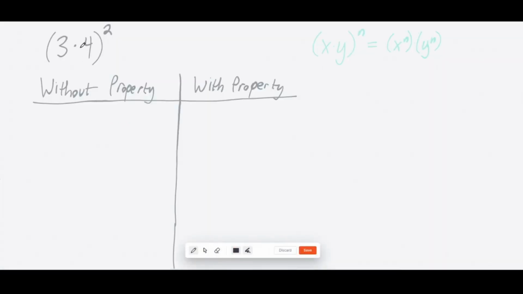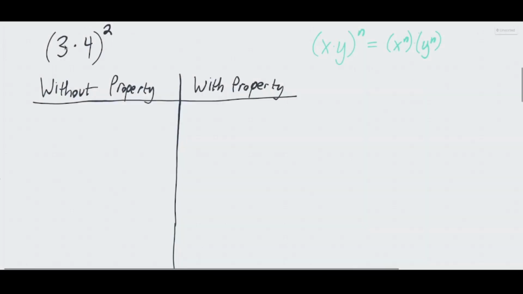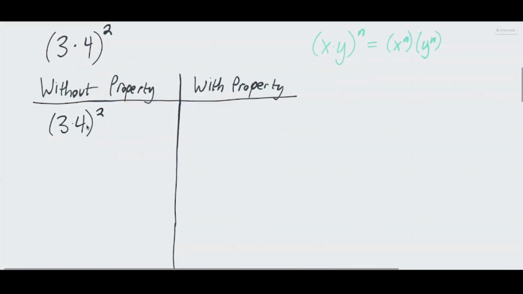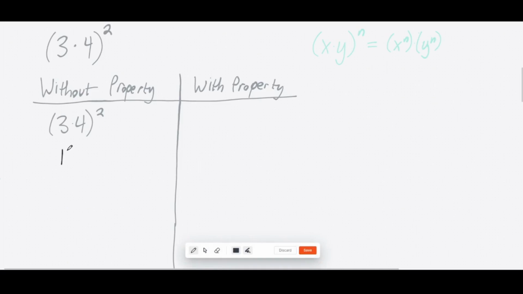this property. So here, if we have this expression, 3 times 4, that quantity squared, there are two separate ways that we could calculate that, without the property and with the property. So first, going without the property, we can just directly use the order of operations. So PEMDAS, parentheses comes first, so we do whatever's in the parentheses, and then after that we'll do the exponents. So 3 times 4, that'll be 12, and then 12 squared, that'll be 144. That's one way to do it.